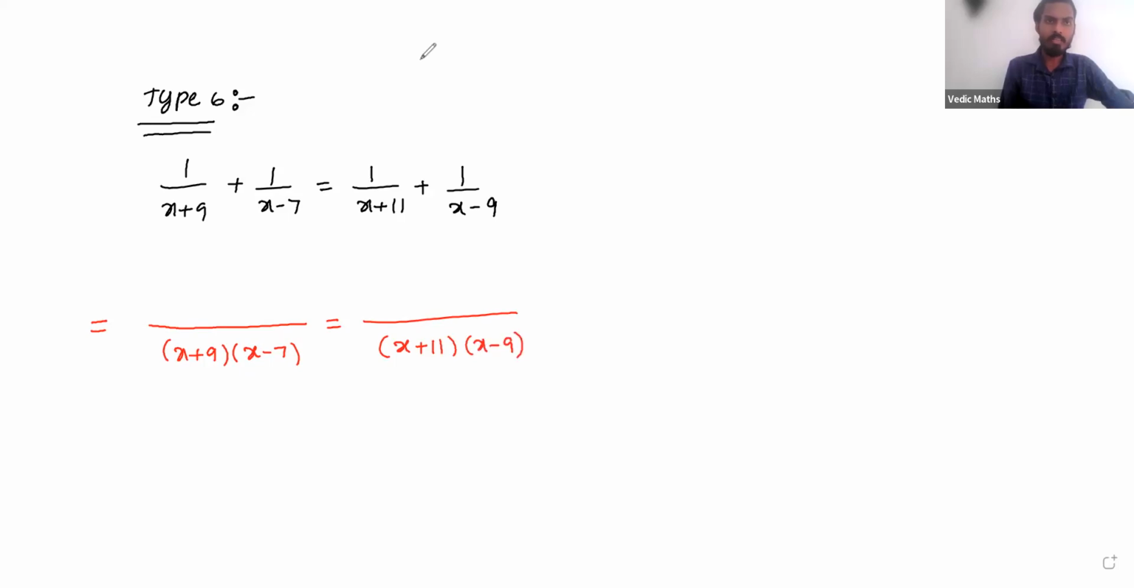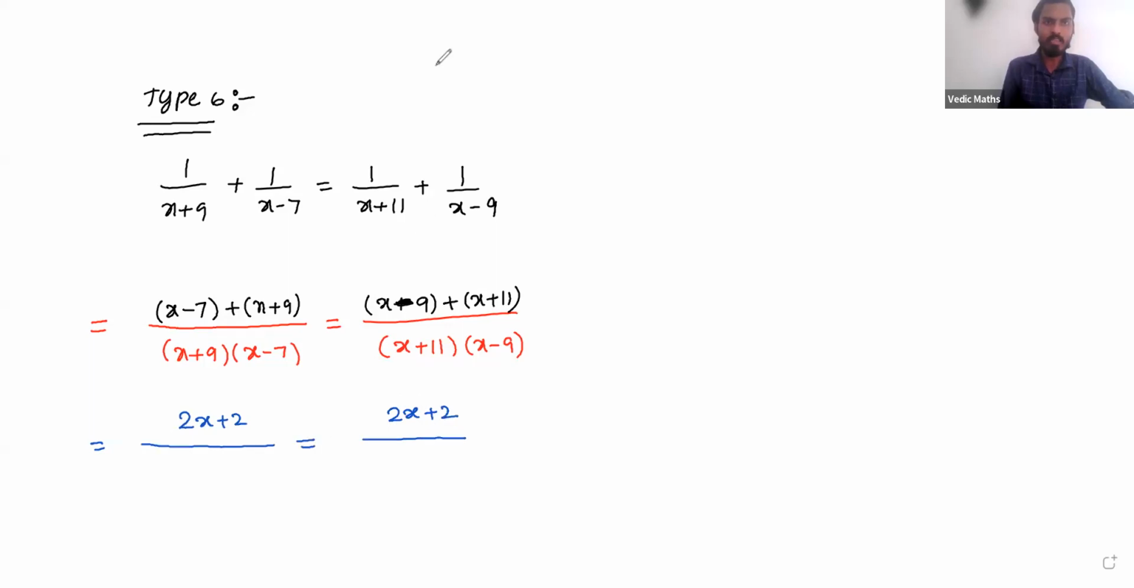After taking the LCM, you can observe the numerator parts will be x minus 7 plus x plus 9. Here we are getting x plus 9 plus x plus 11. I hope this is clear for you. And after that, in the numerator you are getting 2x plus 2, and here also you are getting 2x plus 2. So in the numerator we are getting the same thing.